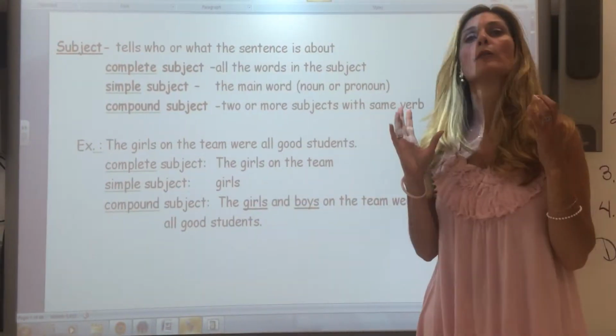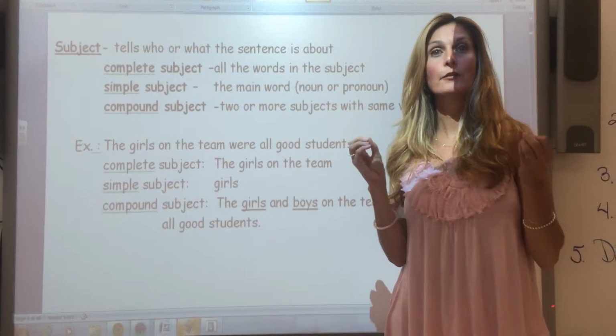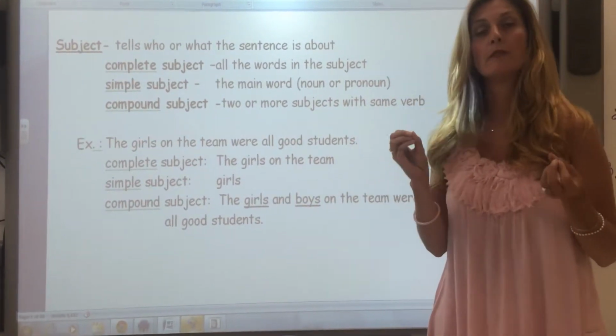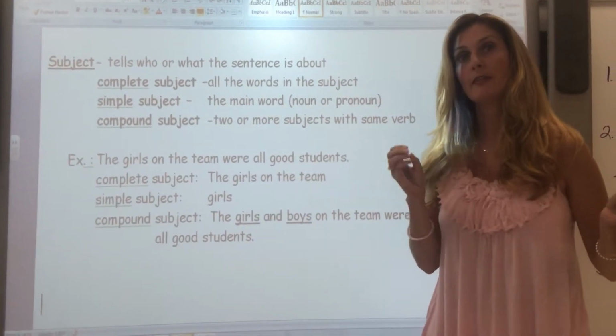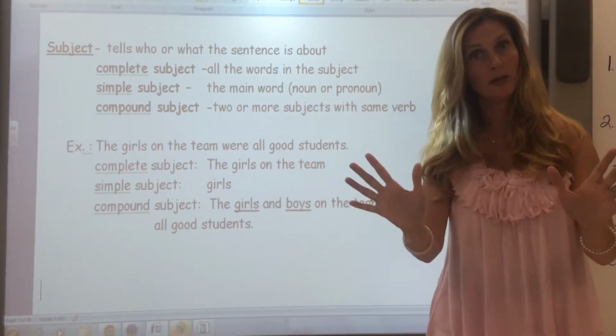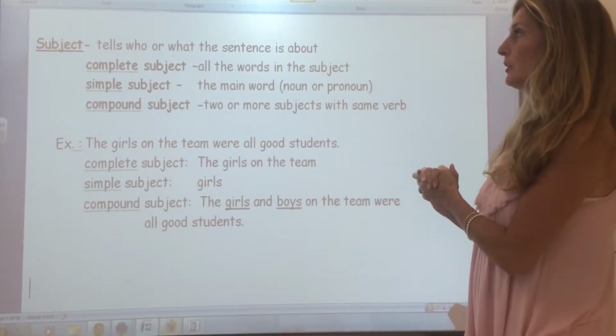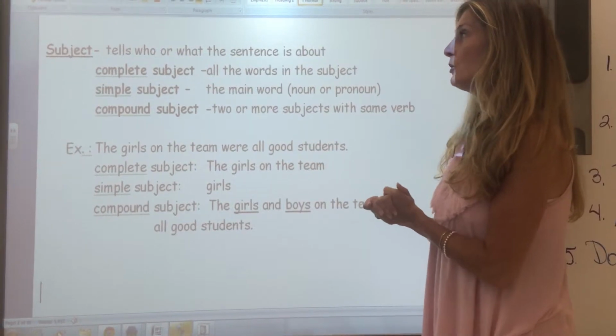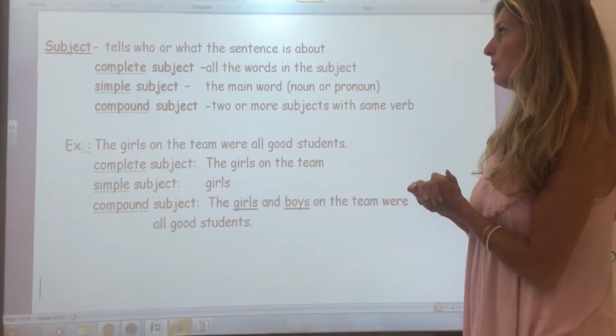All right, so we're going to have to discuss the different parts of the sentence now. First, we're going to begin with the subject, and then we're going to begin with the predicate. So stay with me. The subject. The subject of the sentence tells who or what the sentence is about.